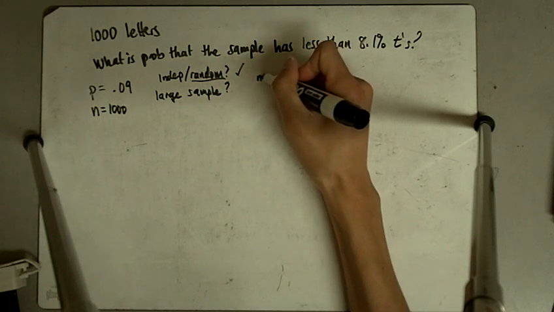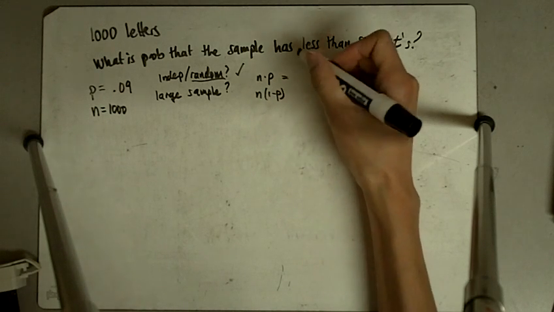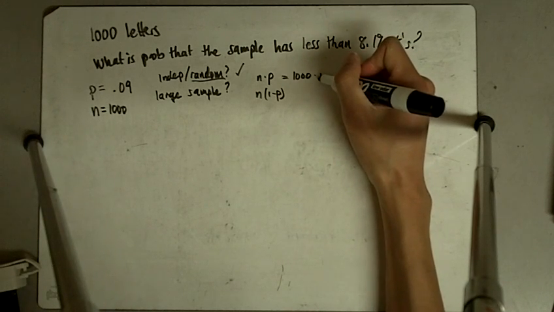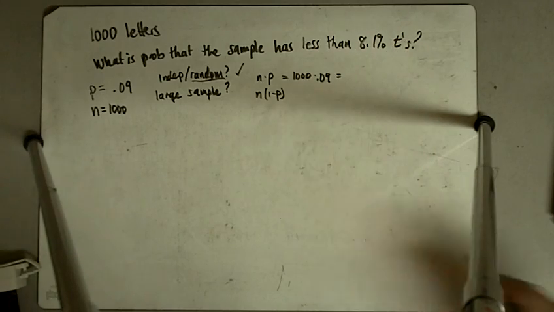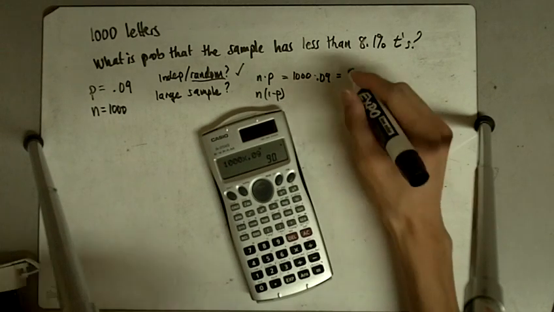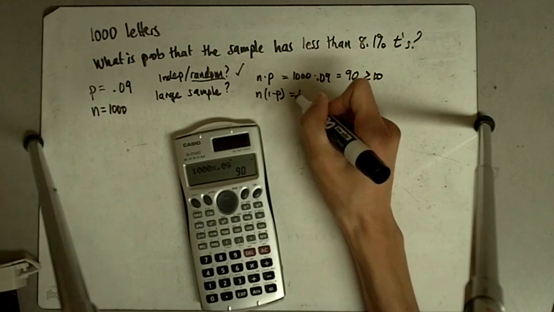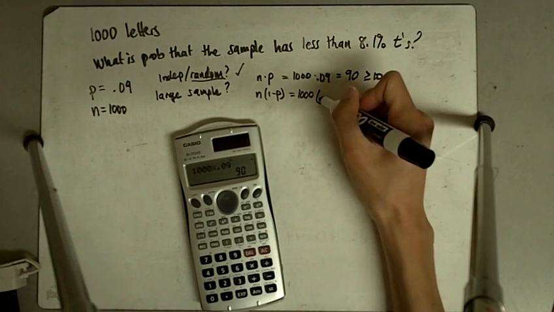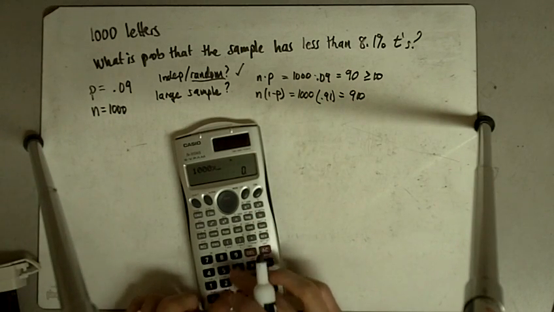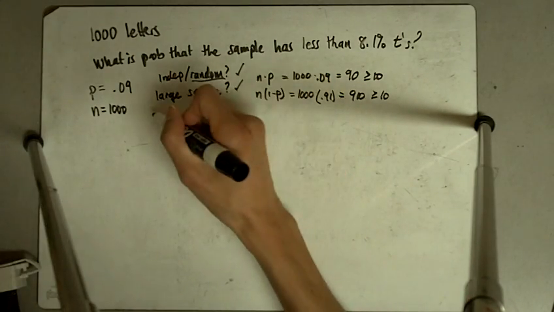We have to check n times p, and we have to check n times 1 minus p. So here, n is 1,000, and p is 0.09. 1,000 times 0.09 is 90. Okay, 90 is bigger than 10, so that's good. And 1,000 times 1 minus p, which is 0.91, is 910, and that's also bigger than 10. So large sample, that checks out.